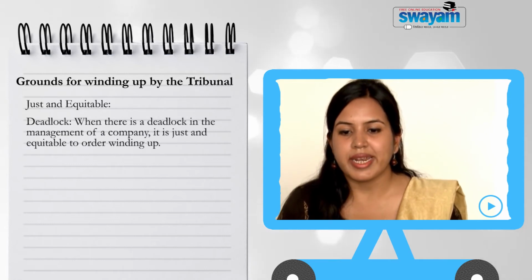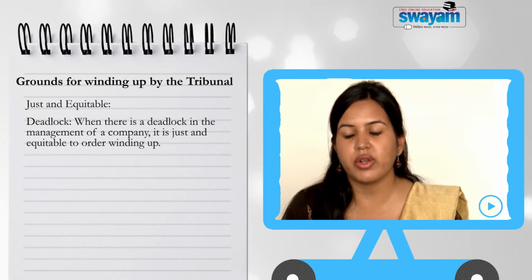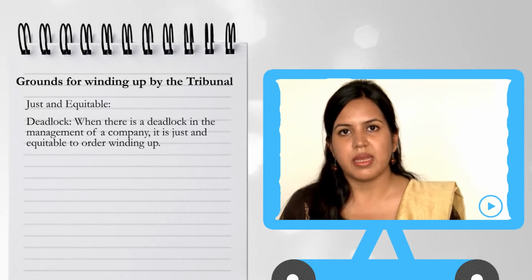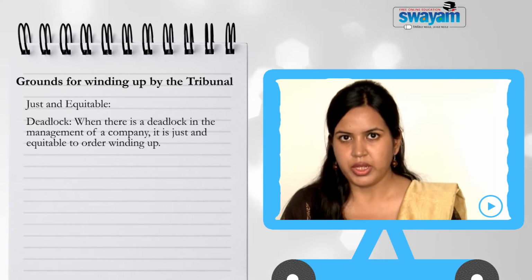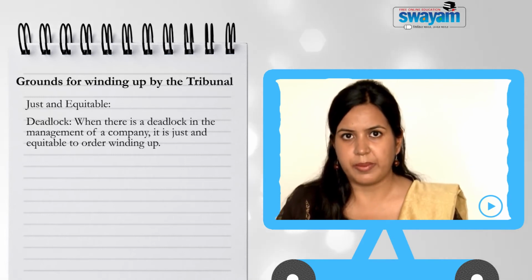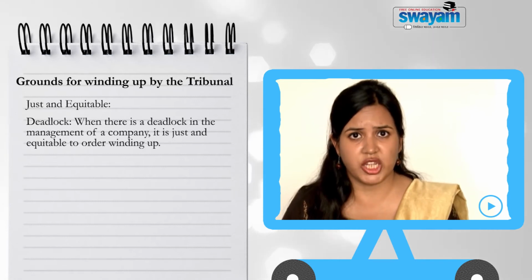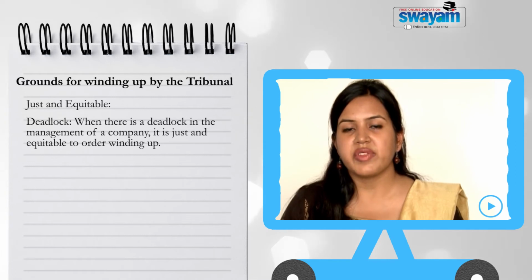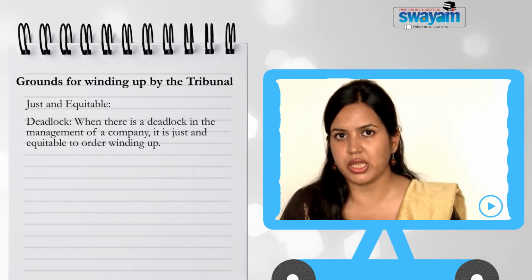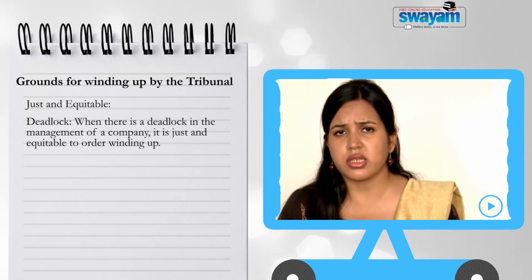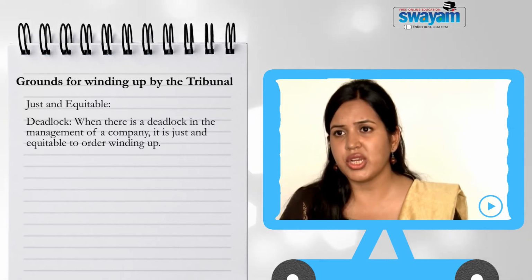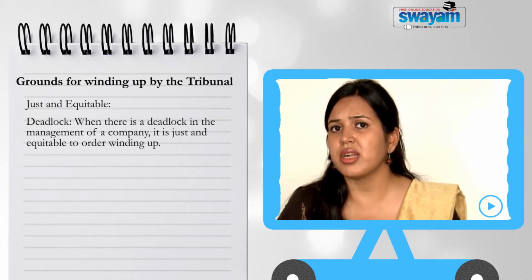First is the deadlock. When there is a deadlock in the management of a company, then it is just and equitable to order winding up. Although a company is a separate, independent, artificial body known by itself, it is the members, the management, who administer the affairs of the company. And if there is any deadlock between the management of the company, then how will the company survive? Because those persons handling the affairs of the company are not in a good relation with each other, then in such a situation the loss has to be suffered by the company itself and not by the members. Then in such a case the tribunal finds it just and equitable that the company should be wound up.